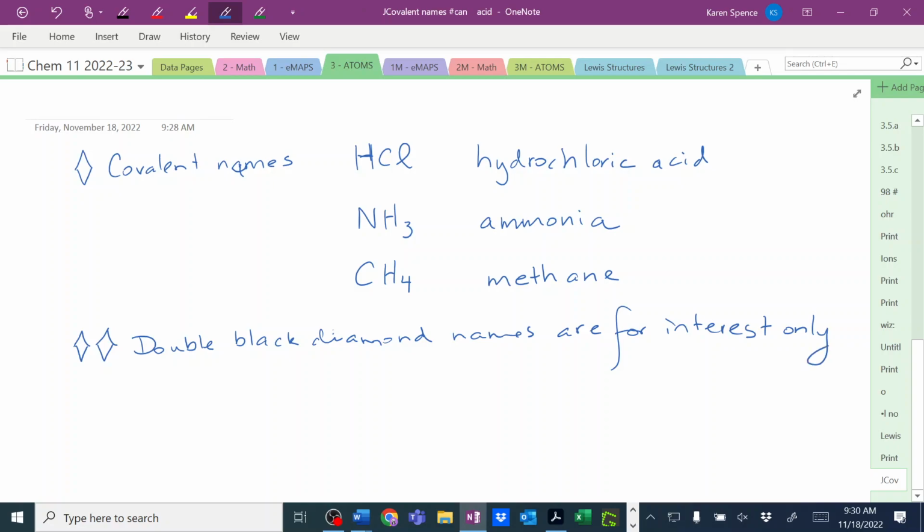Okay, so those are the only three you would need to know for covalent names. You would need to know for ionic names, okay, because ionic, just the metal name and the non-metal name with "ide." I'll give you a minute before I flip over somewhere else.